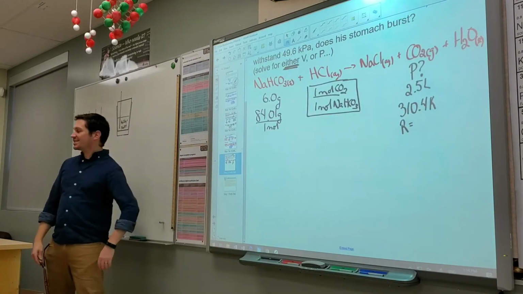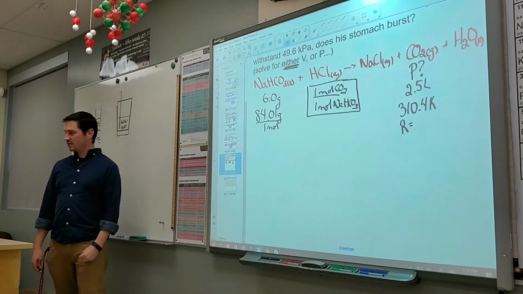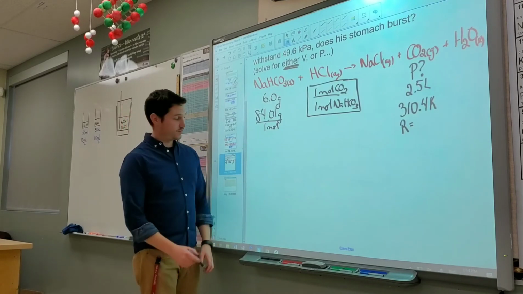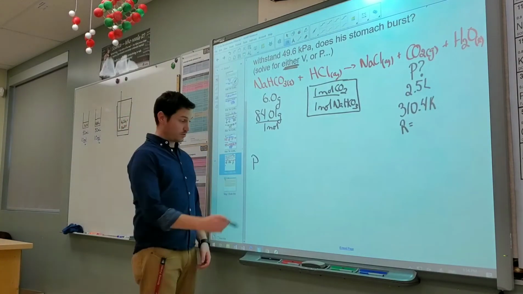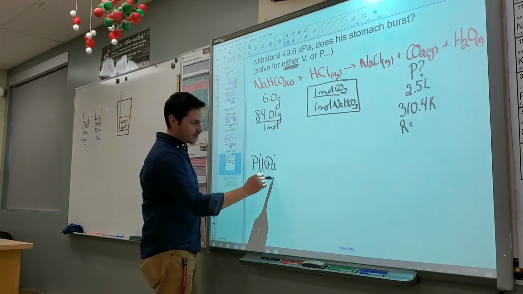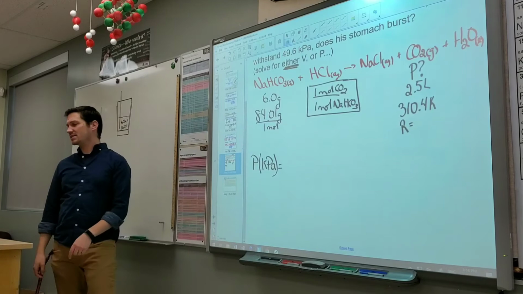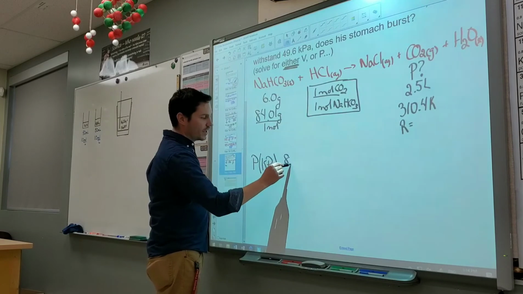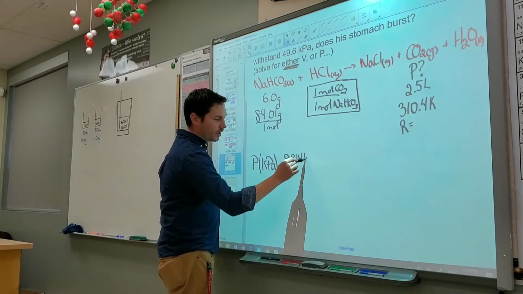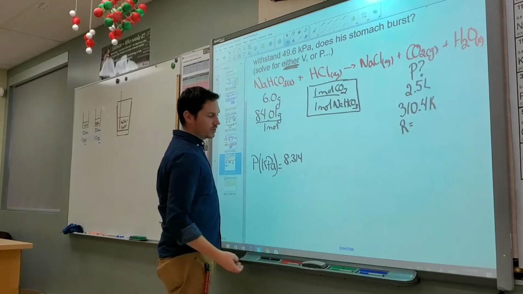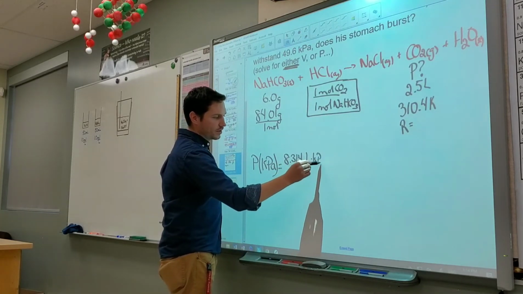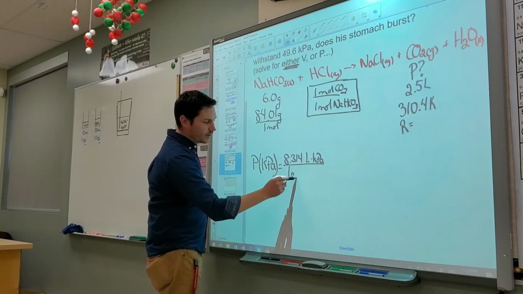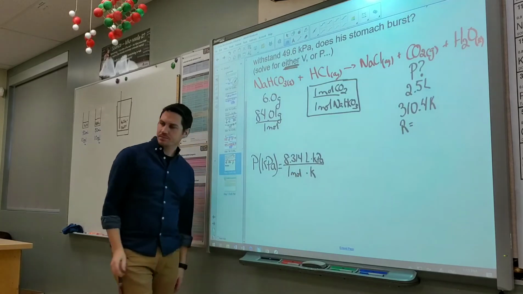So let's go ahead and do this. Let's use our unit analysis and solve for this. What do you want? Pressure. Measured in what? Kilopascals. Do you see anything in here that has kilopascals in it? The R value. 8.314 liters kilopascals, I think is the way your green sheet says. Kilopascal liters, kilopascals, doesn't matter. Over 1 mole Kelvin.